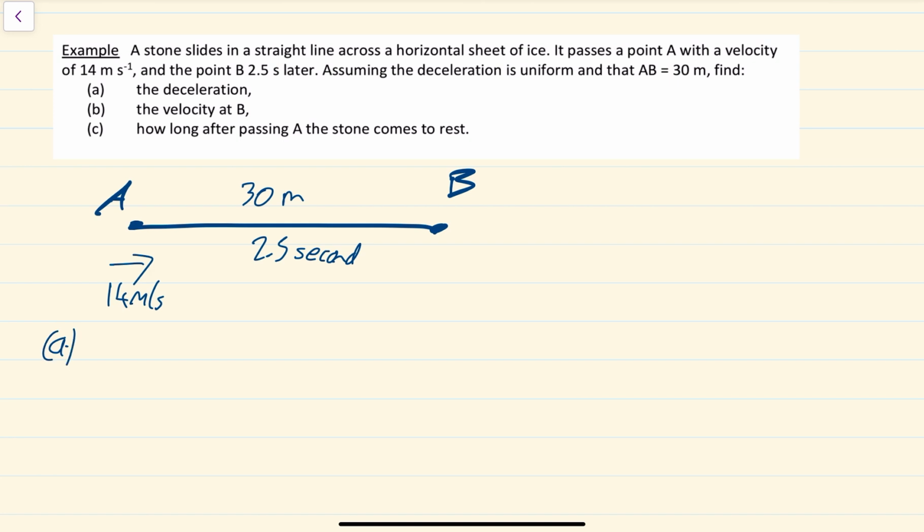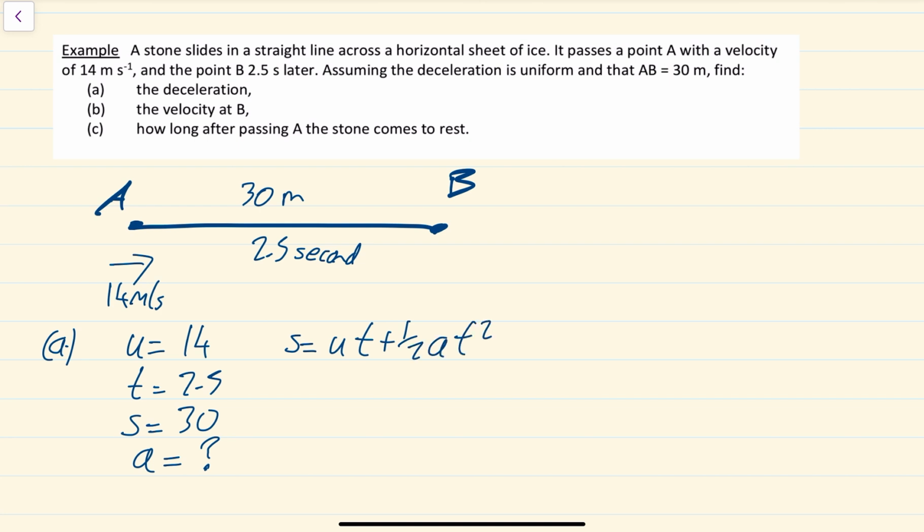So first thing, my U at A is equal to 14. My speed, my initial velocity is 14. My time is 2.5. My distance is 30, and I want to find the acceleration. That's what I'm looking to find. So I'm going to use S is equal to UT plus a half AT squared, because that's a formula which involves all four of these things.